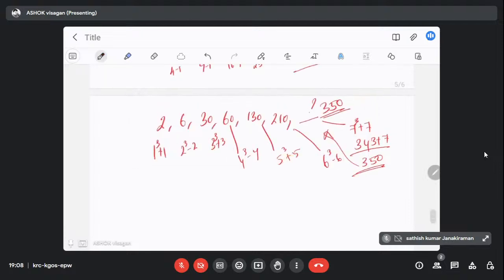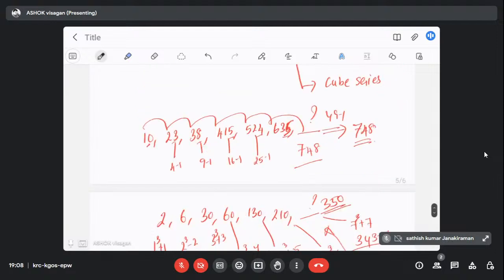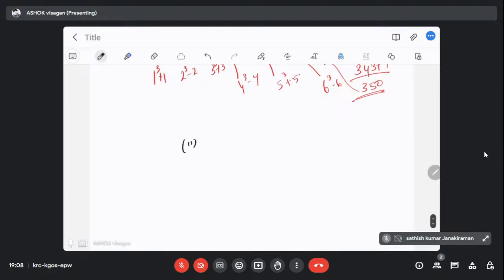After checking whether the series belongs to a special series or not, either prime number, square number, or cube number, I gave you an example from each section. And next, second, immediately you need to check the difference. So if you can't find any pattern in the difference, then take the difference of the difference. You'll get the pattern. So either way, you must get the pattern. First, you should get the difference pattern, or else you should get the difference of difference.